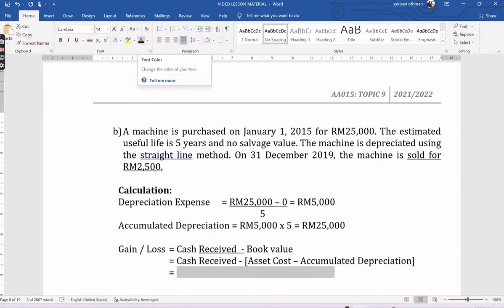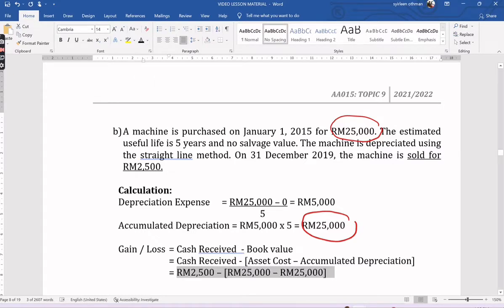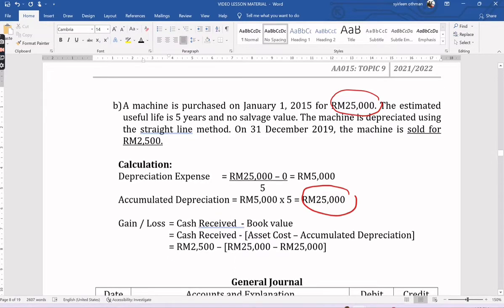And kita akan minus dengan book value. What is book value? Book value ialah asset cost minus accumulated depreciation. So your asset cost is 25,000, and the accumulated depreciation to the date is also 25,000. So that means your book value is actually 0. So cash received is 2,500 minus book value, which is 25,000 minus 25,000. So that means by selling the asset at the price of 2,500, I am getting a gain on disposal with the amount of 2,500.